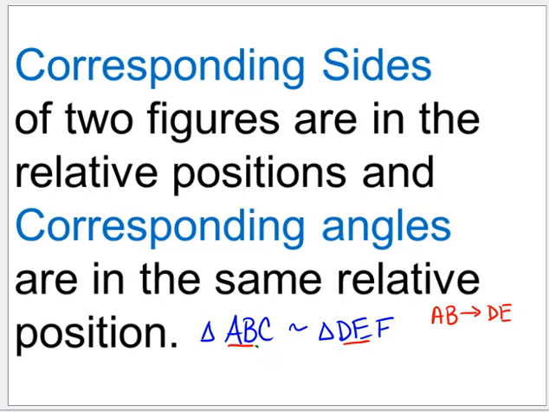Because BC is the second and third letter and EF are the second and third letter, BC is going to correspond to EF. Lastly, because AC is the first and third letter and DF is the first and third letter, AC corresponds to DF. Now we can also talk about the corresponding angles.